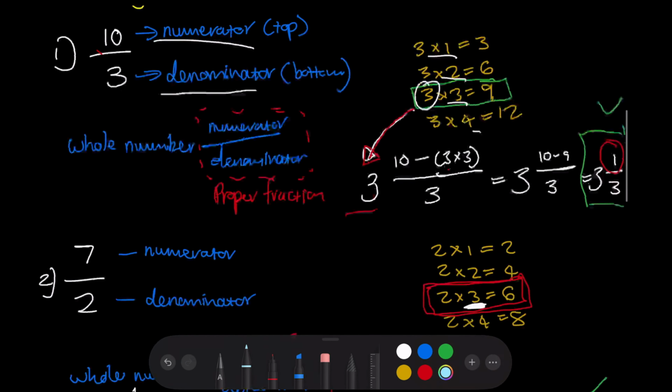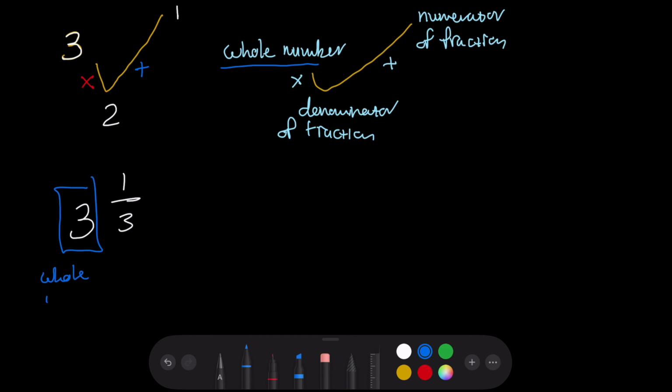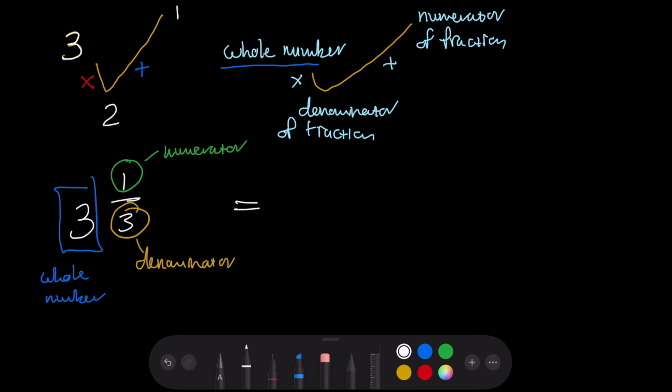So I'll give another example. Remember, we previously covered 10 over 3. So when we think about 3 and a third, once again, what is our whole number? Our whole number is 3. So in this mixed number, 3 is our whole number. 1 is our numerator. 3 is our denominator. So when I want to convert this into an improper fraction, what am I doing?